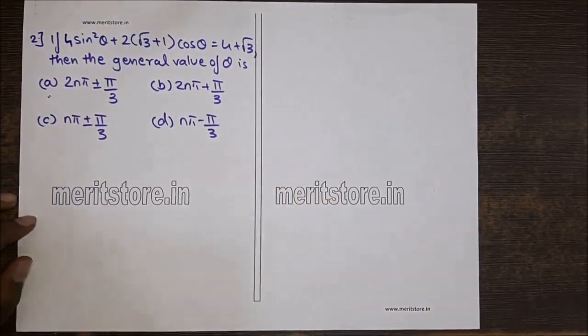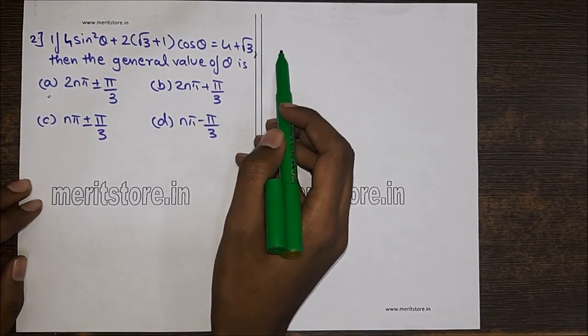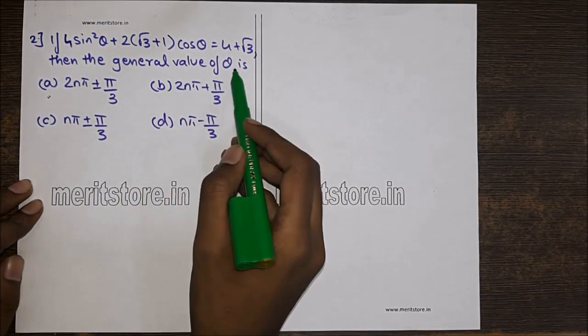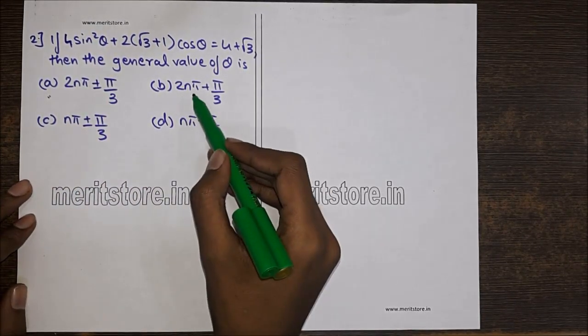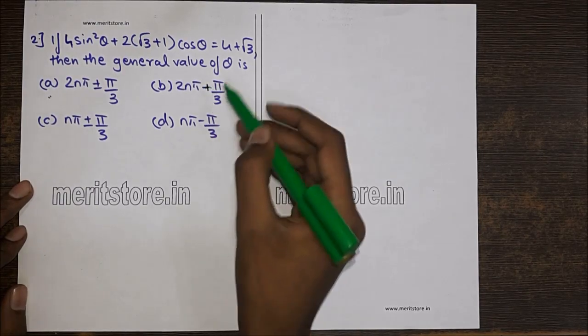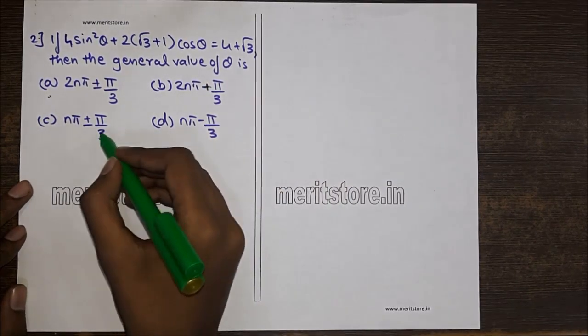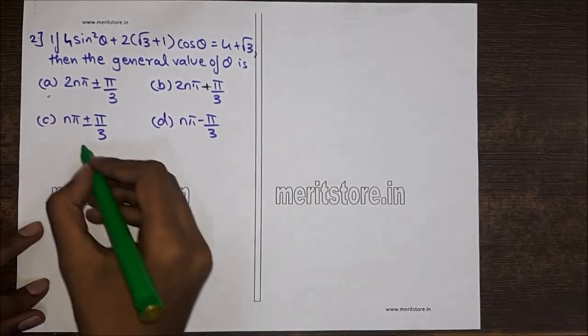If 4 sin square theta plus 2 into root 3 plus 1 cos theta is 4 plus root 3, then the general value of theta is: option A 2n pi plus or minus pi by 3, B 2n pi plus or minus pi by 3 plus pi by 3, C n pi plus or minus pi by 3, D n pi minus pi by 3.